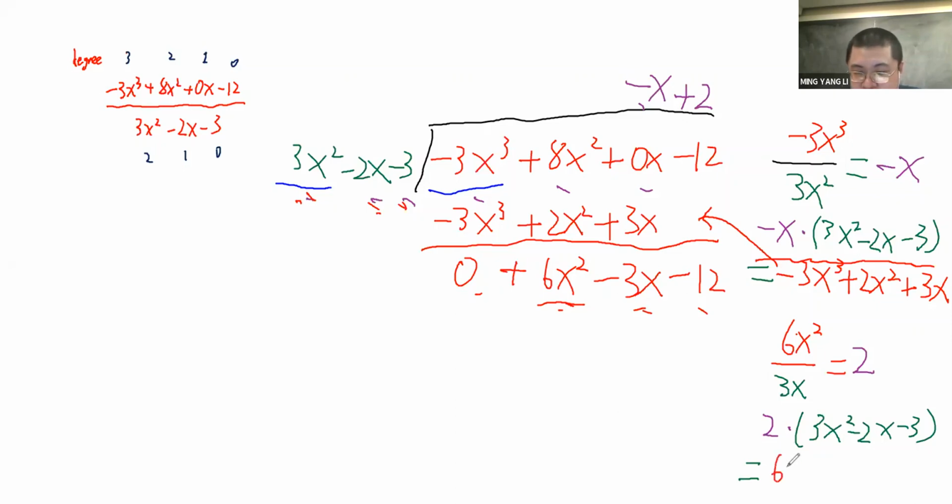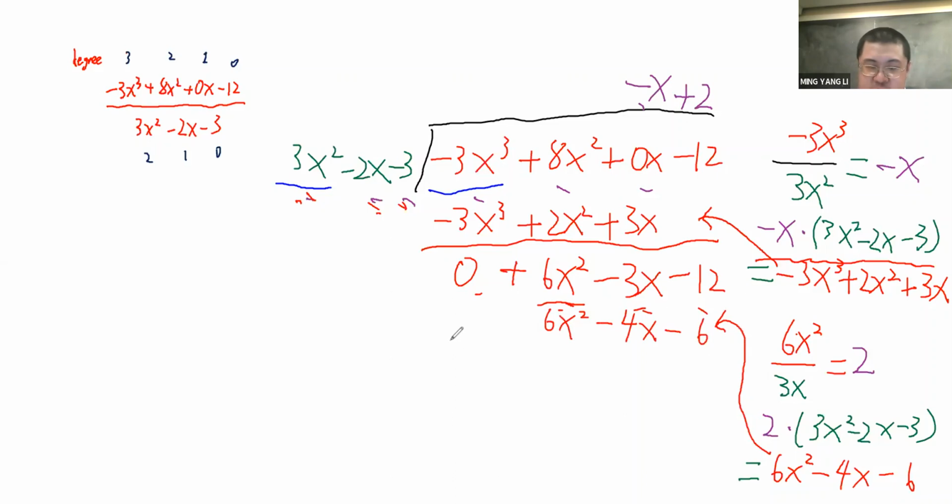So just now we calculate this: 3x squared minus, then 2 times 2 is 4, negative 4 times x, 2 times negative 3 is negative 6. So that's it. Again, we got the multiplication, then we just copy the result to the bottom line. So we got now 6x squared minus 4 times x minus 6.